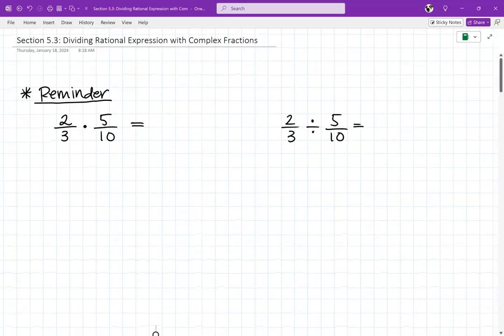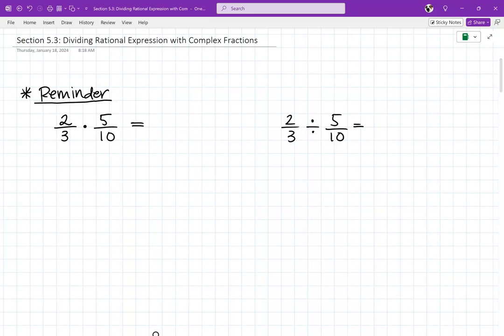All right, so today we're doing section 5.3, which is called dividing rational expressions. Also, it has complex fractions. Those are the last two problems we're going to do. Don't worry about it. It doesn't get more difficult, same thing. It just looks weird, but it's the same thing that we're going to be doing right now.